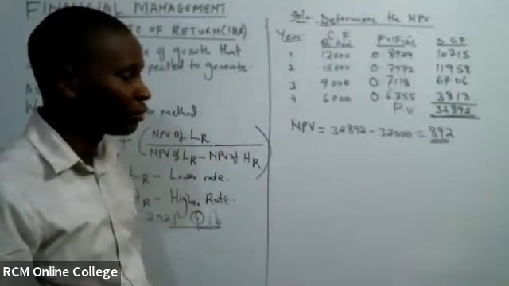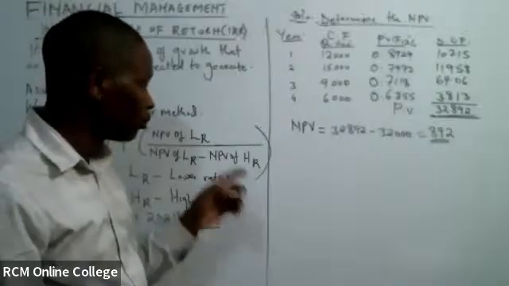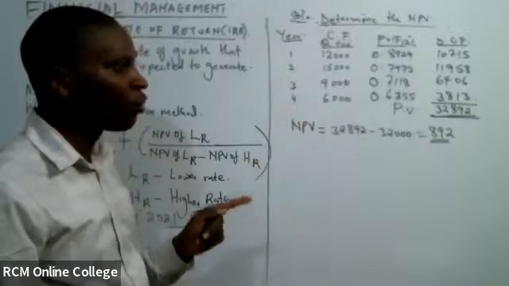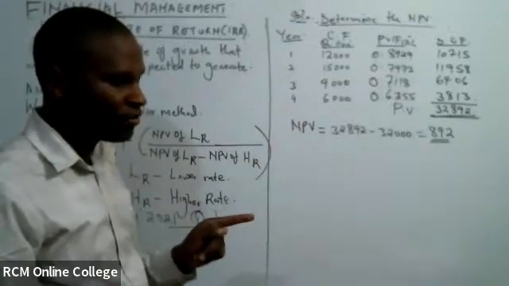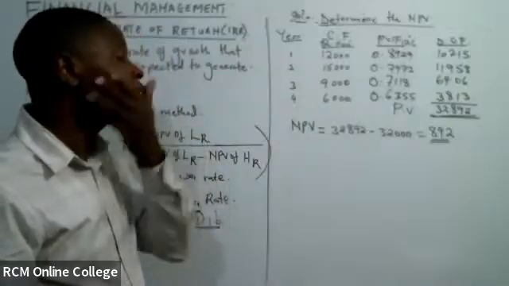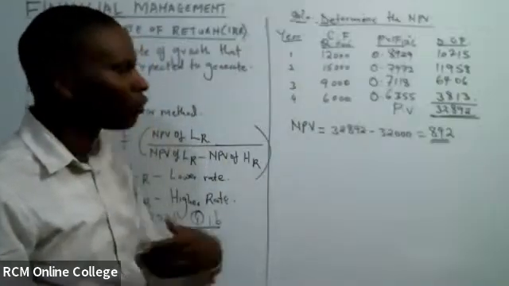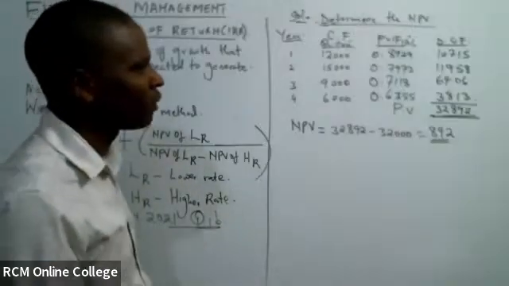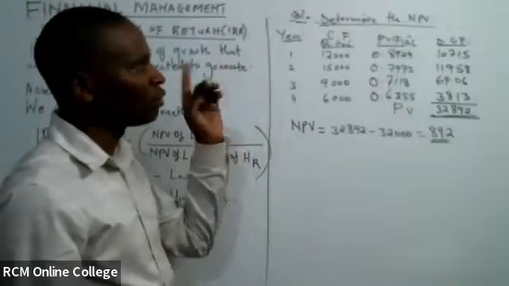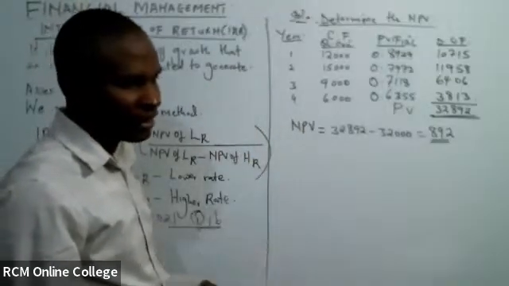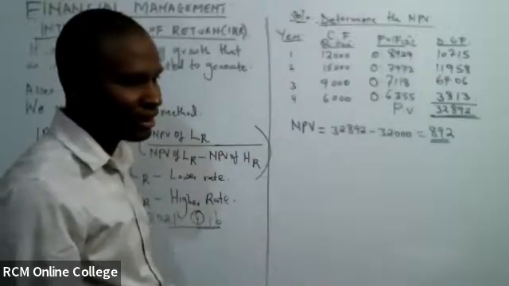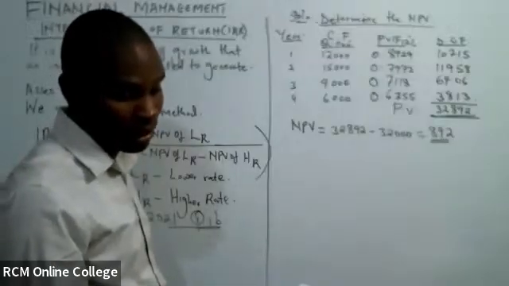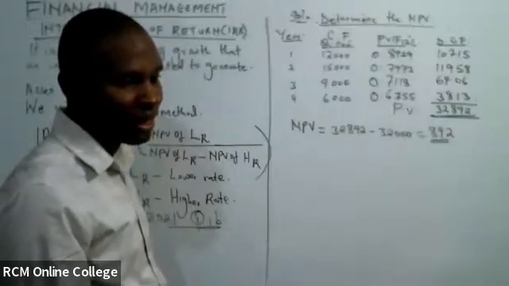Hiyo ndio IRR inatuambia. If you want to utilize this formula, you need to get a negative or a zero NPV in order to continue. Now, which rate should we use that will give us automatically either zero or a negative NPV? Hapa ndio sasa shida inakujaga. Unakuta mtu anatumia 1 hour akishinda akijaribu. Anaweka 13% inakata. Anaweka 14% inakata. Anaweka 15 inakata. Hizi ni maths zinataka ufikirie haraka.